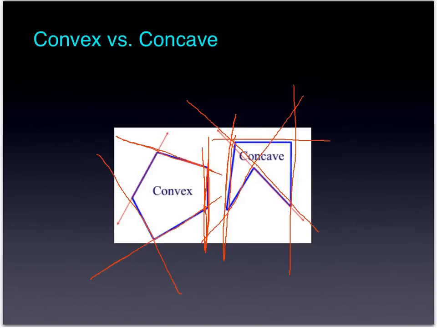So a concave pentagon, it's bent in. It goes into itself. Okay? The convex does not go into itself. It's all bent outward. All of the angles are going out. In here, one of the angles or two of the angles are going in. Okay? One side is moving in.